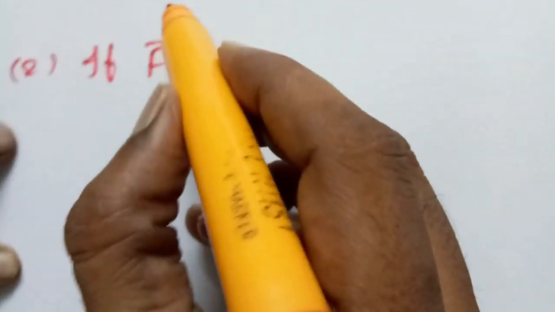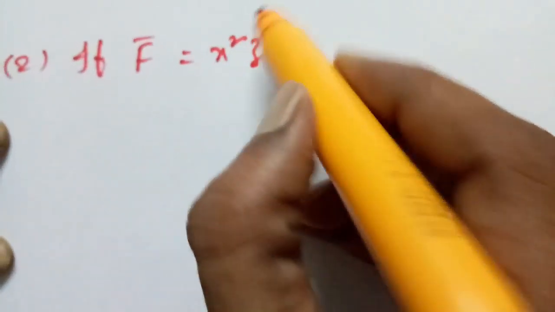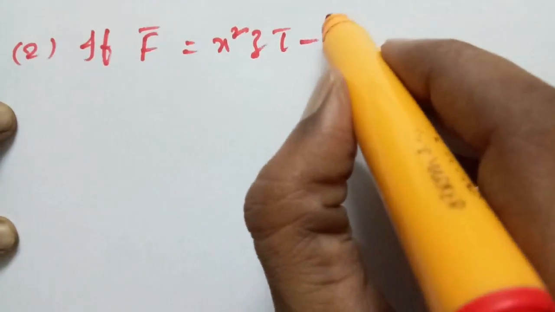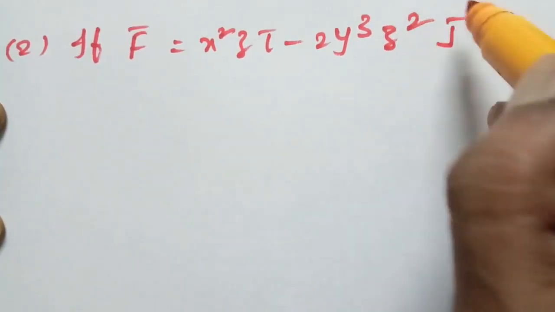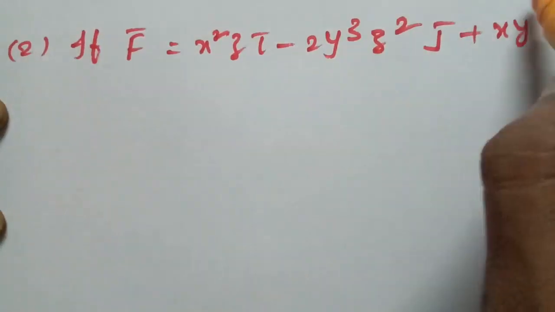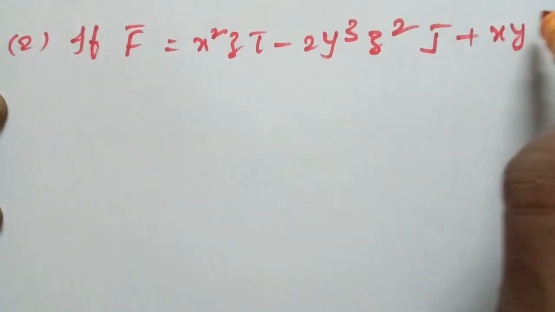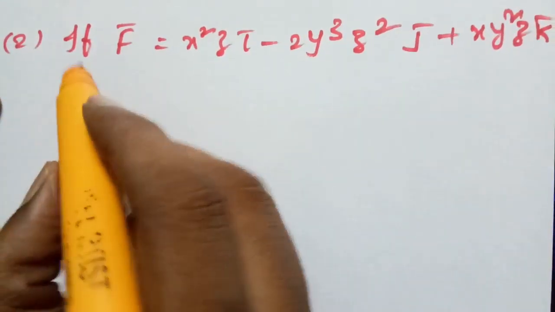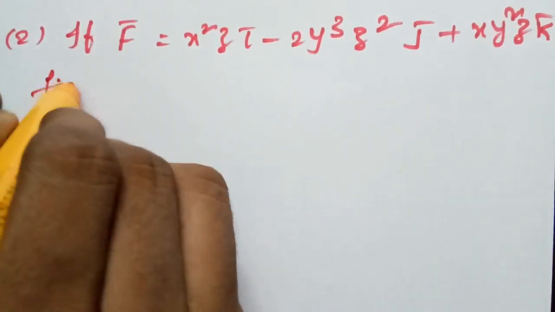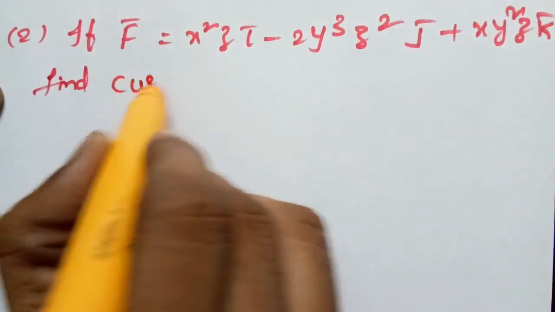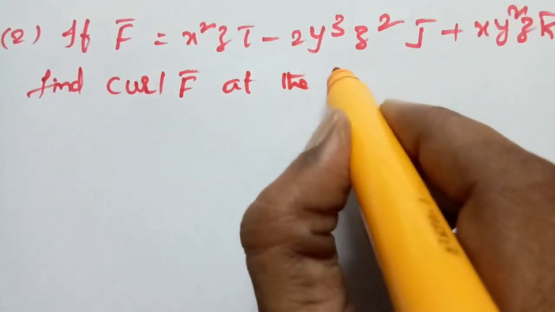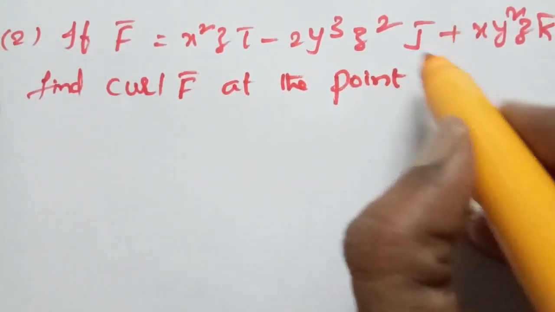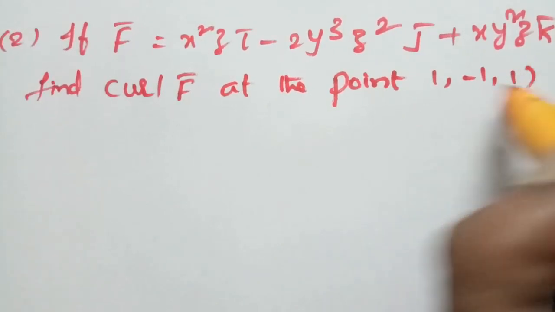Second one, if F bar is equal to x square z i bar minus 2y cube z square j bar plus x y square z k bar, find curl F bar at the point 1 comma minus 1 comma 1.